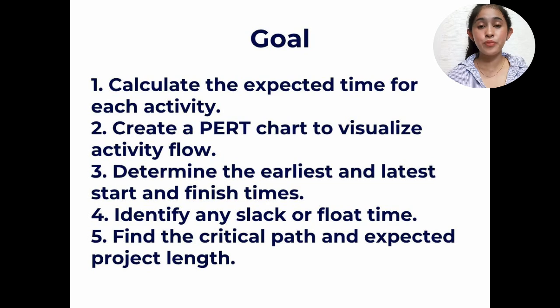Second is create a PERT chart to visualize activity flow. Third is determine the earliest and latest start and finish times. Fourth is identify any slack or float time. And finally, find the critical path and expected project length.